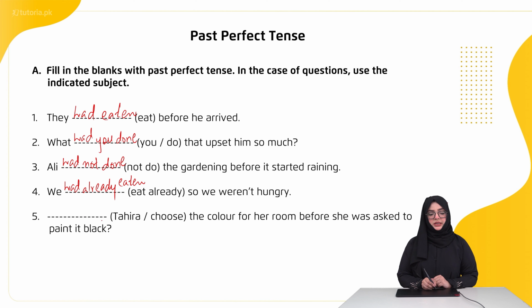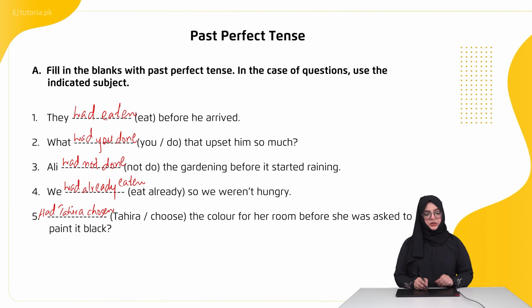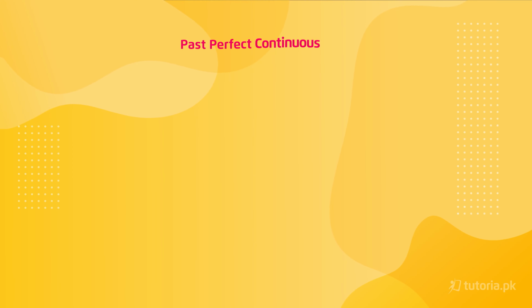Fifth is dash Tahira choose the color for her room before she was asked to paint it black. So ये question है, helping verb पहले आ जाएगा had, then subject Tahira chosen the color for her room before she was asked to paint it black. So next grammatical topic is of another tense which is past perfect continuous.